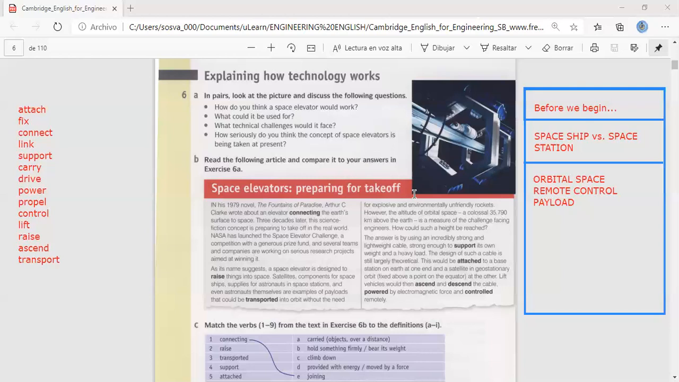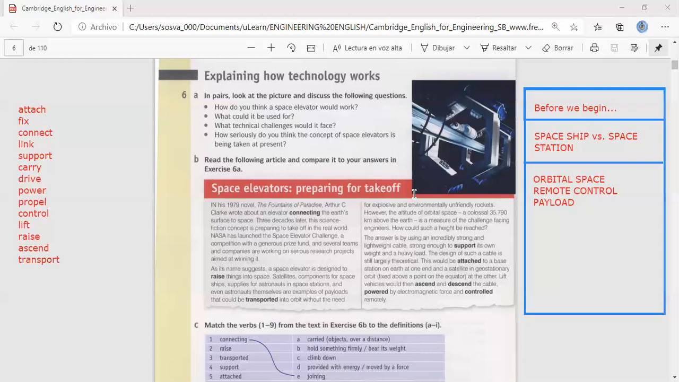However, the altitude of orbital space, a colossal 35,790 kilometers above the Earth, is a measure that challenges engineers. How could such a height be reached? Could you please finish that? Yeah, this is good. It's interesting. Could you continue?